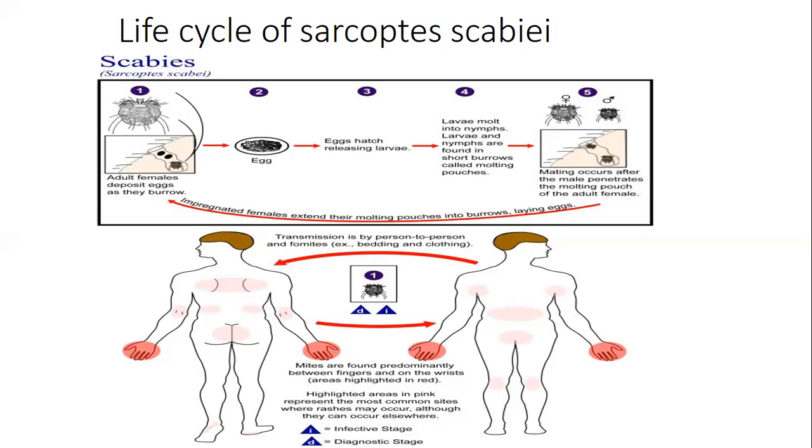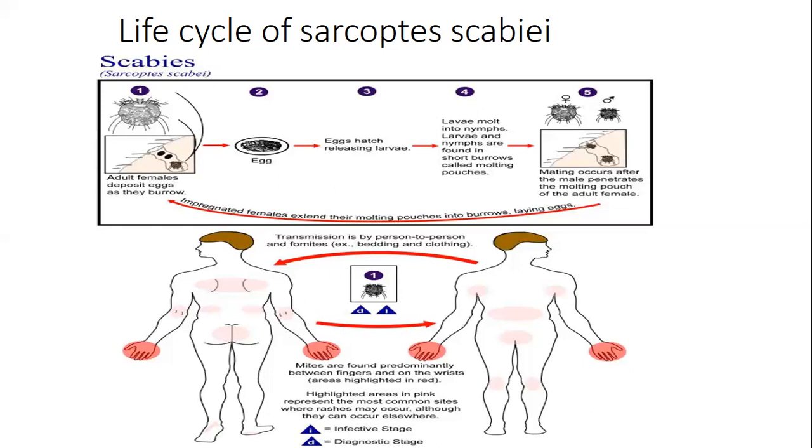The female mite is 0.3 to 0.45 millimeter long and 0.25 to 0.35 millimeter wide. The male mite is smaller, generally slightly more than half the size of the female. Mating takes place in the molting pouches after the male penetrates the molting pouch of the adult female. Mating takes place only once and leaves the female fertile for the rest of her life. These impregnated females extend their molting pouches into burrows and lay eggs. The adult females deposit eggs as they burrow, so the serpiginous tract is formed.